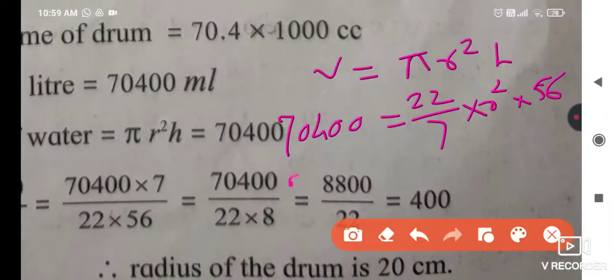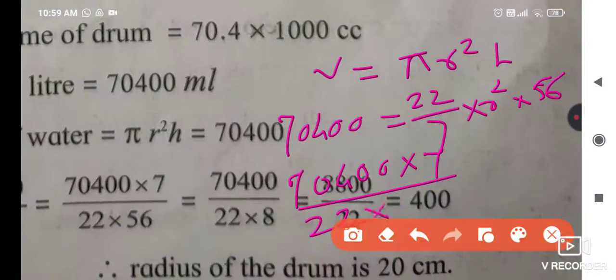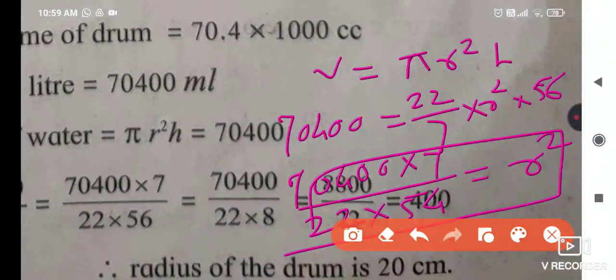Okay, so the next step is that 70,400, this 7 will move here for the multiplication because its position is here, and 22 and 54 will go here for the divide because it is at the numerator position. And in this step we have 56, my mistake, 56. So this step is given to us in this place.